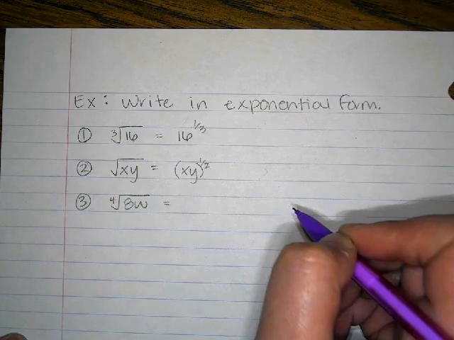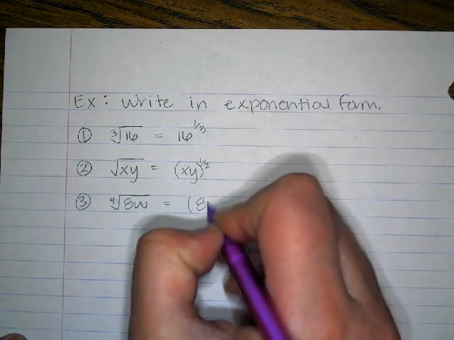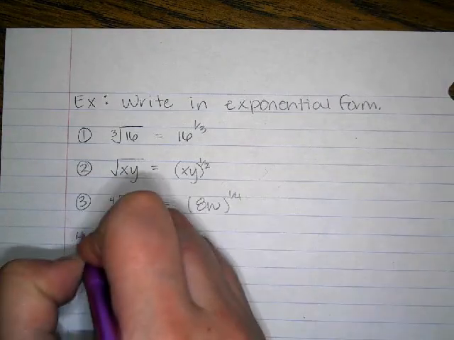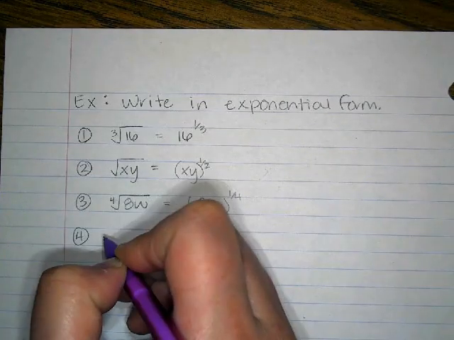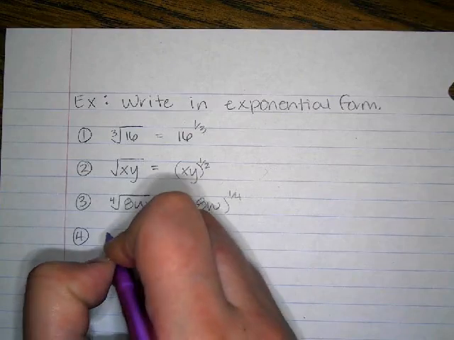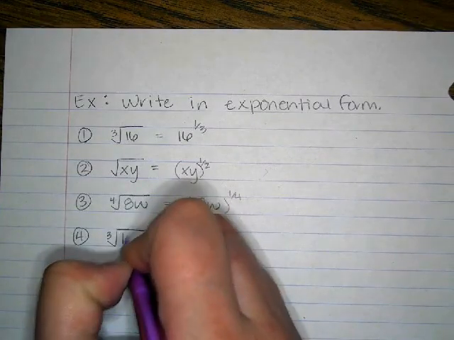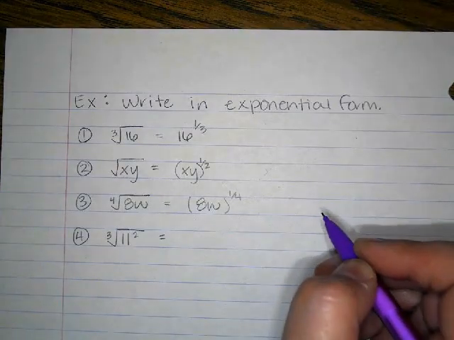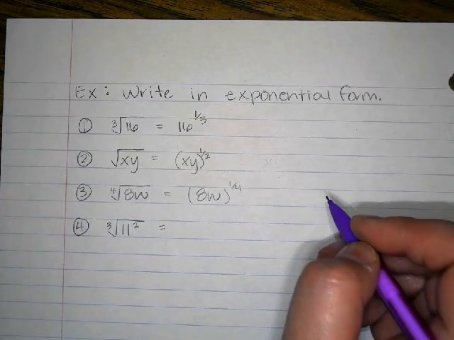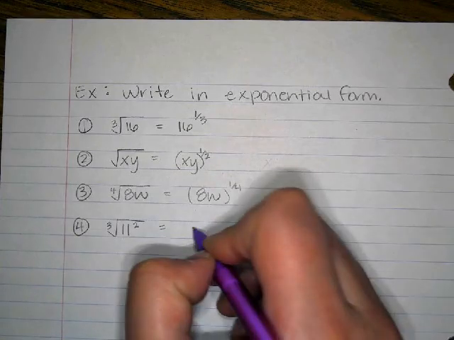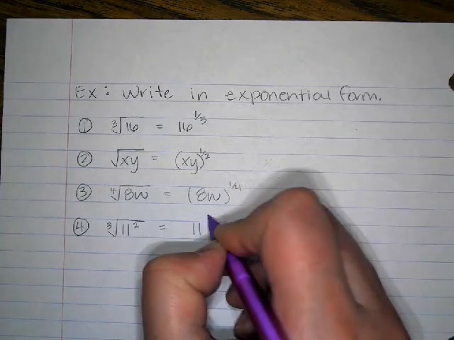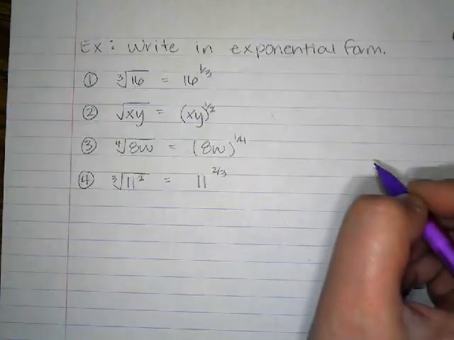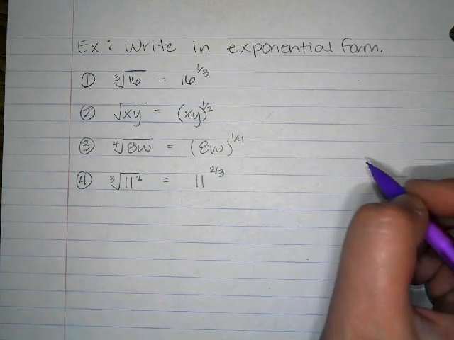Parentheses around the 8w and then to the 1/4. Okay. This next one, we're going to say 3rd root of 11 squared. 3rd root of 11 squared. 11 to the 2/3. 11 to the 2/3. Okay.